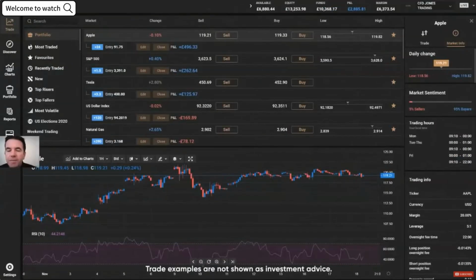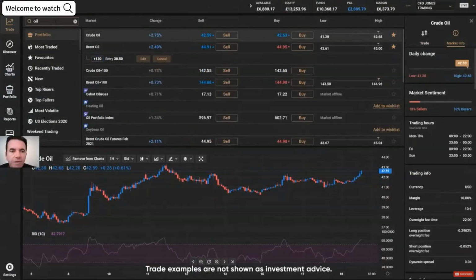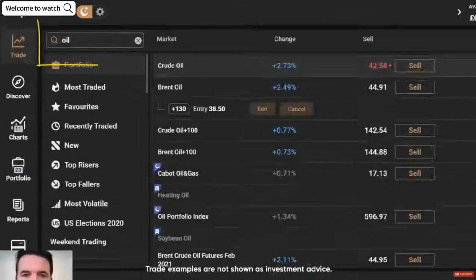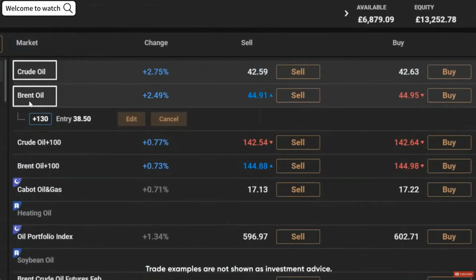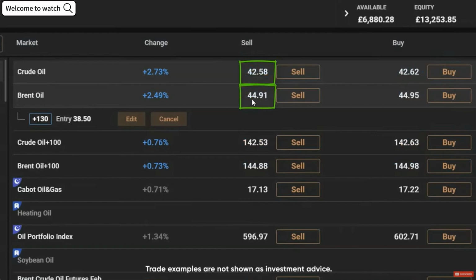So we know there are two types of oil that are traded. We have Brent crude and West Texas. Let's take a look at them on the platform. If I type in oil into the search box, you can see right at the top there we have crude oil, which is the West Texas. That's the cash price. Then we have Brent oil down here. So you can see if we go over, crude oil is trading the West Texas around $42.58. And Brent oil is about $2.30 more expensive at the moment. So there is a difference in price because there's a difference in quality.